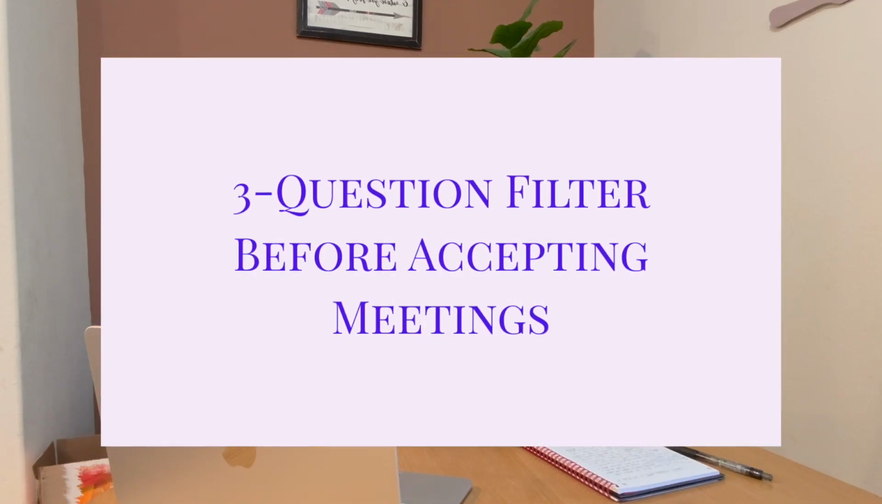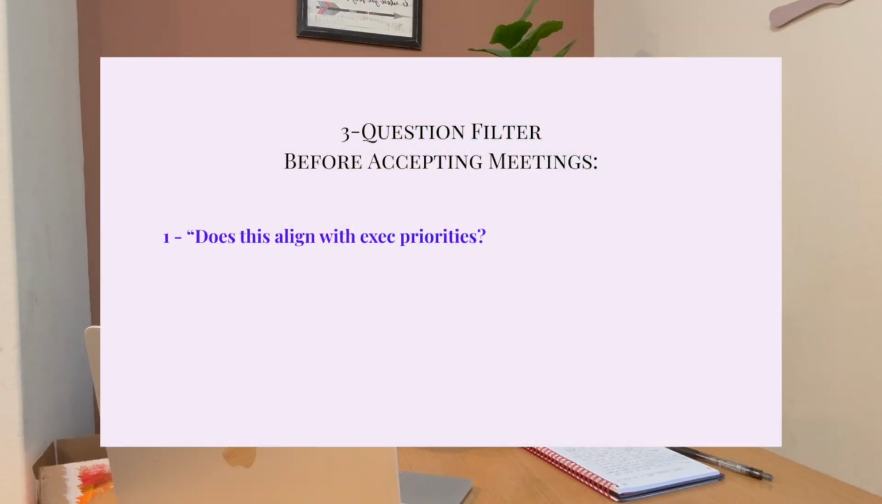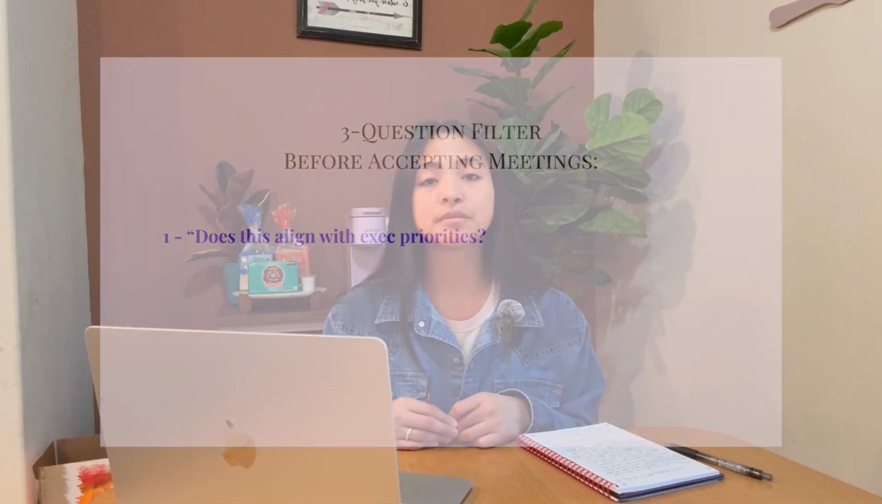The fourth one is the 3-question filter. So whenever a meeting request comes in or even a meeting pops up on their calendar, there should always be these 3 questions to ask yourself or your executive if you need clarification. The first question you should be asking, does this align with your executive's priorities? Your executive might have shifting priorities every week, monthly, or even probably every day. You have to see if this meeting aligns with their priorities.